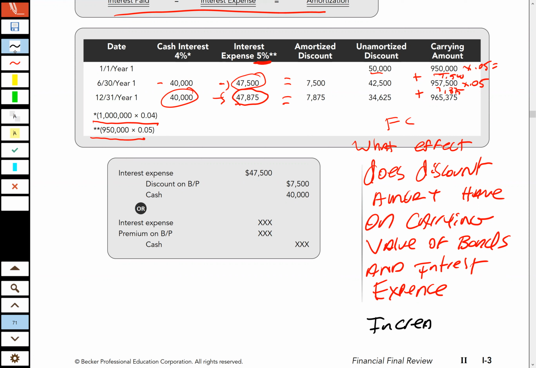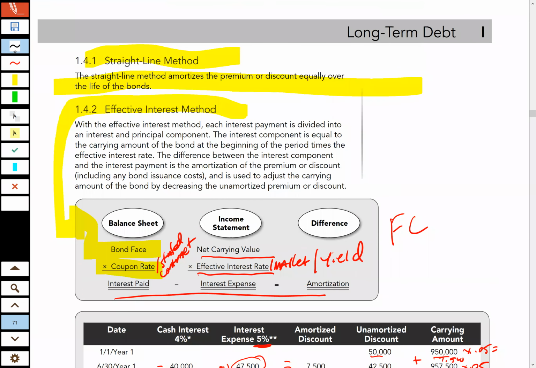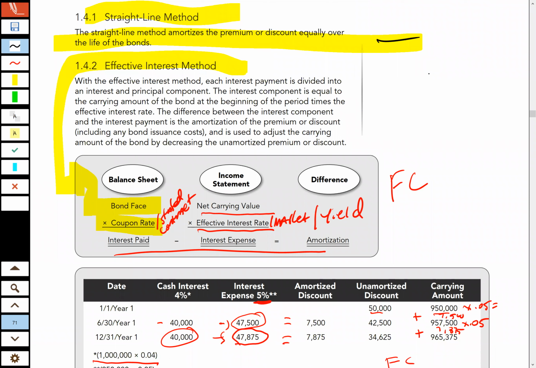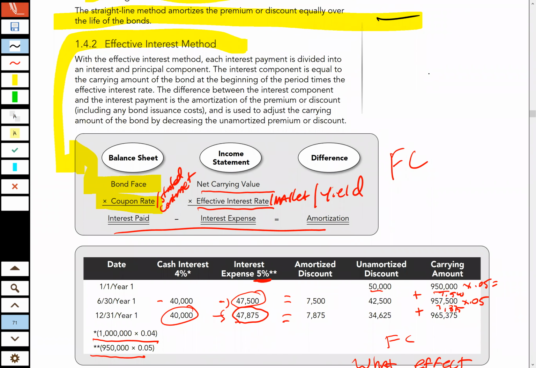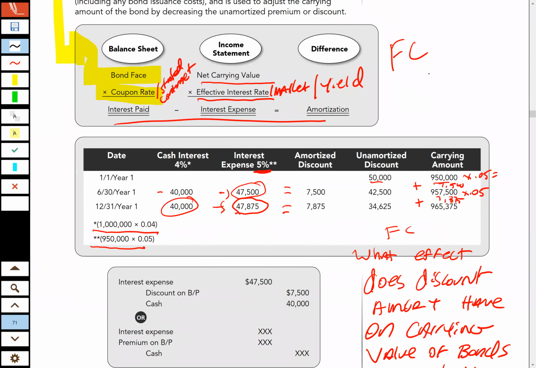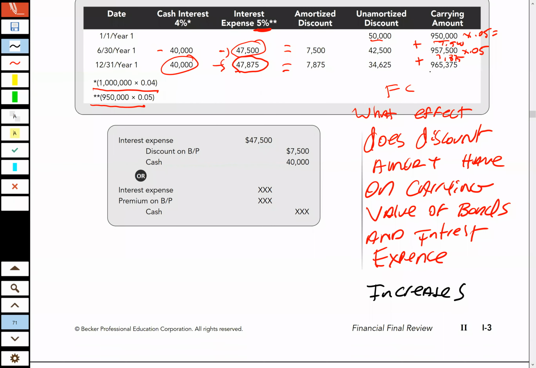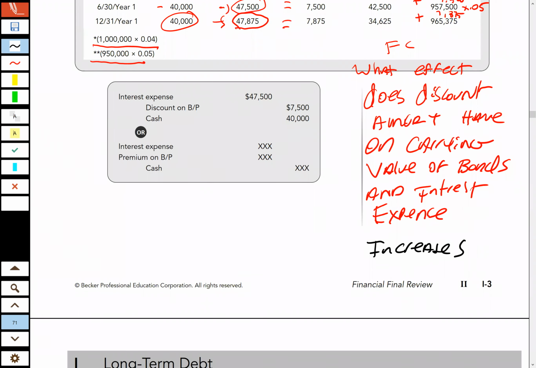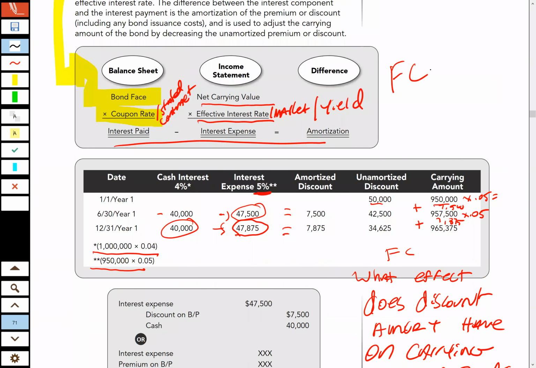Increases. Good. Okay, so now if you get a question and the examiners are telling you to amortize the discount using straight line, they're not going to just ask what the amortization is. That's too easy. They'll say, what is the interest expense? And you know that you have to take the cash interest and add the discount amortization to that to get the interest expense. Or if they ask what would be the new carrying value of the bond, again, you add the discount amortization to get the new carrying value. Or if they ask for the effective method, you go through this process.